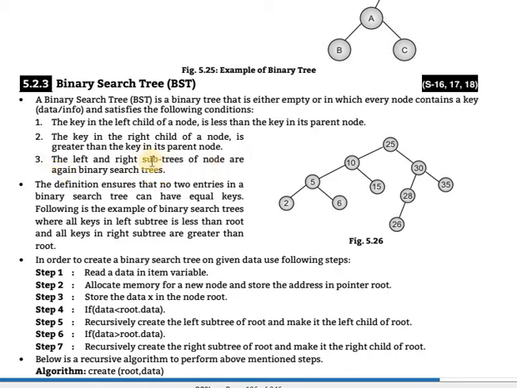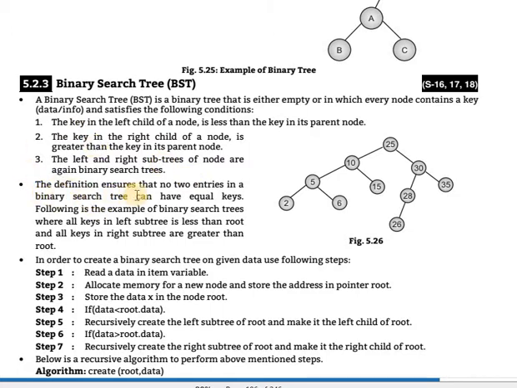Again, the next condition follows the first 2 rules. For example, in this figure, 15 is the parent node. In the left subtree and right subtree, left is less, 25, and right is greater, 30. In that, 10 is less than 15 and 15 is greater than 10. That is the third condition. The left and right subtrees of the nodes are again binary search trees, and the first 2 rules are followed.